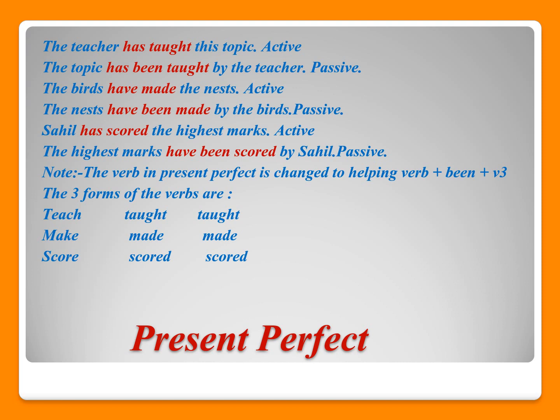Let us see the 3 forms of the verbs that are being used above. Teach, taught, taught. Make is the root word which has made as the past tense and made as past participle. It is a weak form, so it remains the same. Score, scored, and scored.